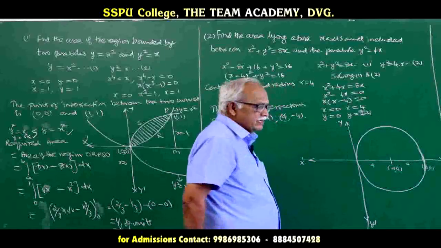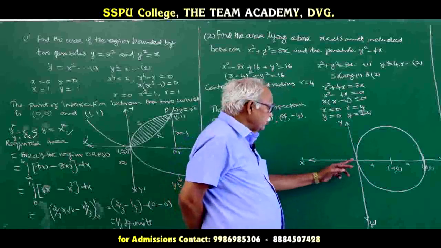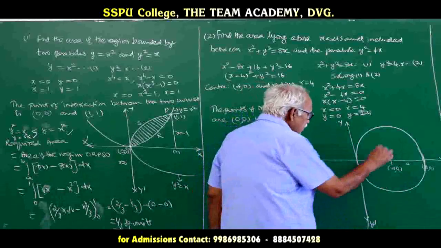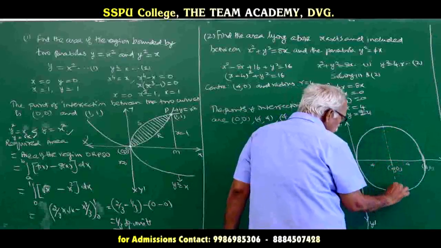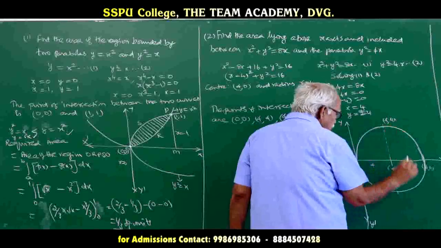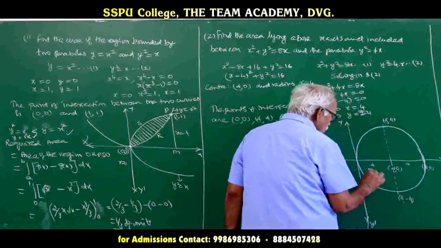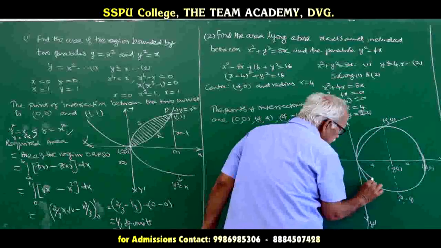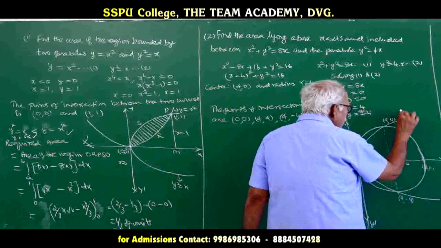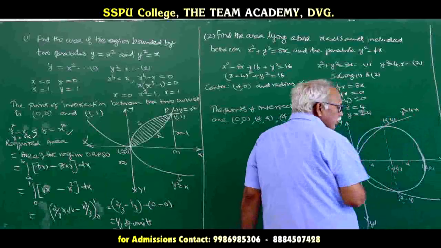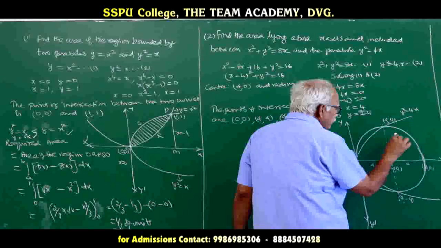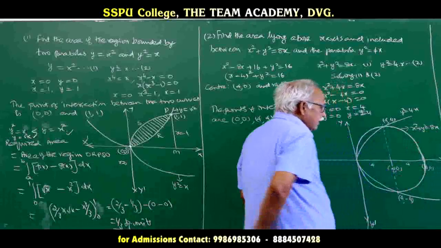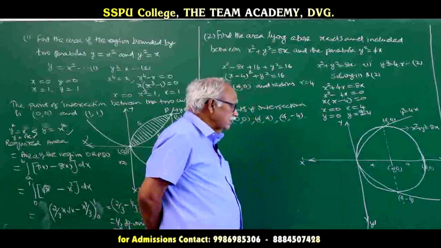The point of intersection: x is equal to 0, y is equal to 0. The parabola y square is equal to 4x passes through the points (4, 4) and (4, minus 4). So, I will draw the parabola now. It passes through these 3 points. So, this is the parabola curve. The curve is y square is equal to 4x, and the circle is x square plus y square is equal to 8x. So, this is the graph.